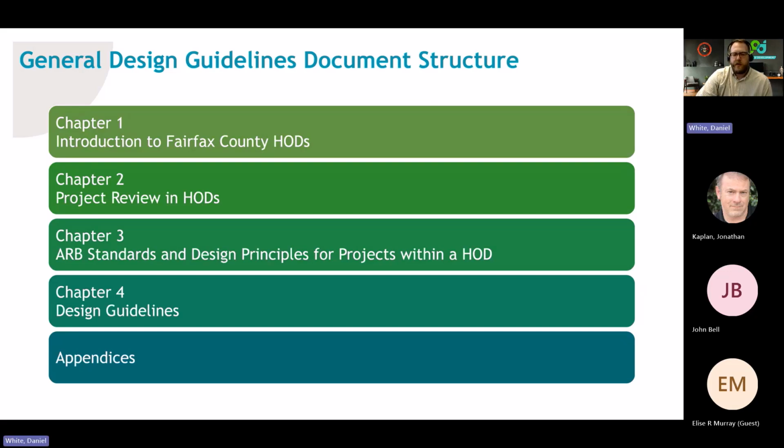Now, let's discuss the structure of the General Design Guidelines document. The document is organized into the 5 sections shown on the screen. Chapters 1 and 2 provide background information about HODs, the ARB, and the ARB review process. Chapter 3 contains guidance on historic preservation, project planning, and design principles and guidelines utilized by the ARB while reviewing applications. Chapter 4 features design guidelines organized into 3 sections.